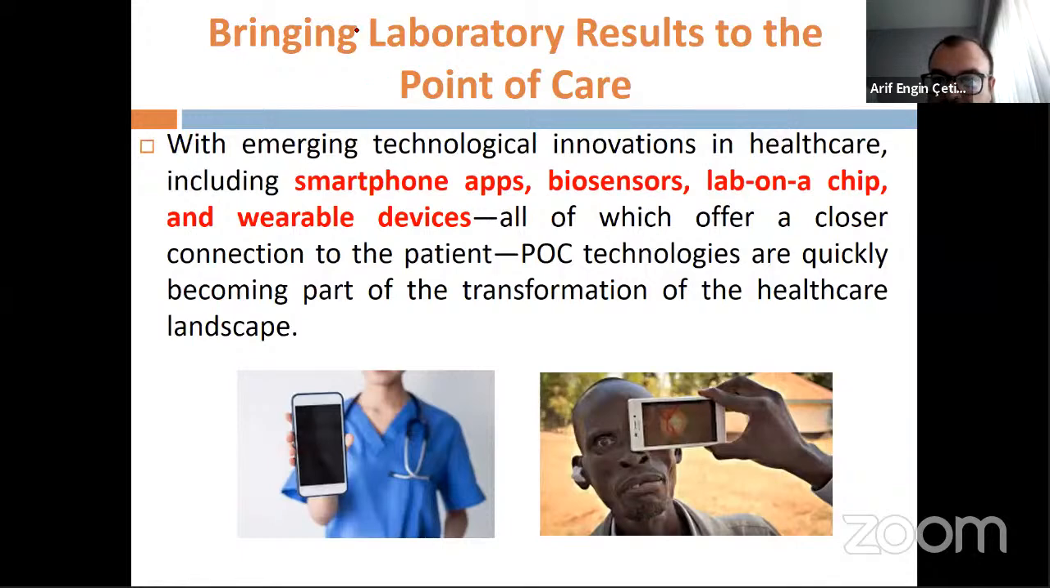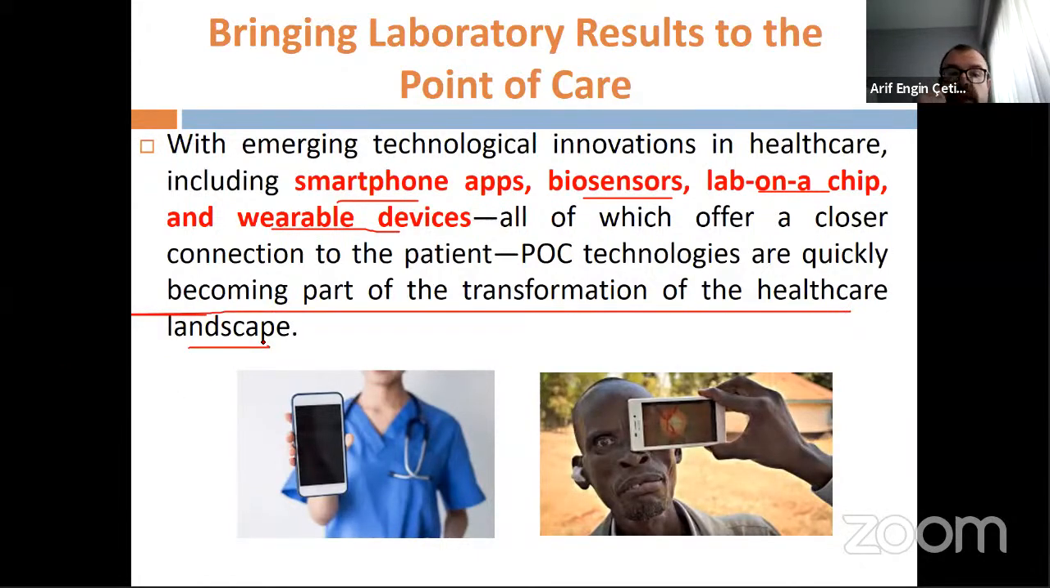So actually, point of care gives you similar results without the need for a laboratory. What it does is bring the laboratory results to the field settings. With emerging technology innovations such as smartphones, biosensors, lab-on-a-chip devices, and wearable devices, these POCT technologies have become quicker and are becoming part of the transformation of the healthcare landscape.